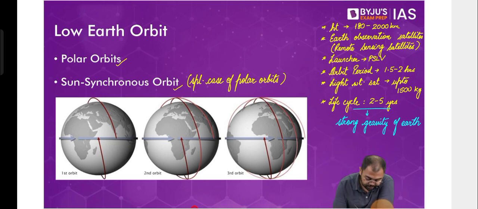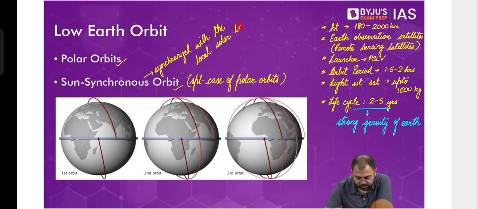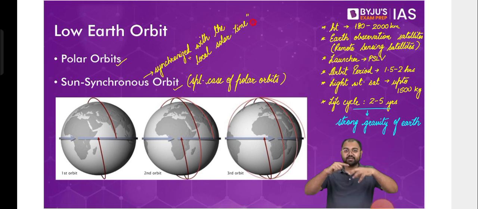So basically this is an orbit which is synchronized with the local solar time. Local solar time, when we say it, means that if let's say it is overhead Delhi at 10 a.m., it will always be overhead Delhi at 10 a.m. in the morning. Now, there could be a question that might arise here.